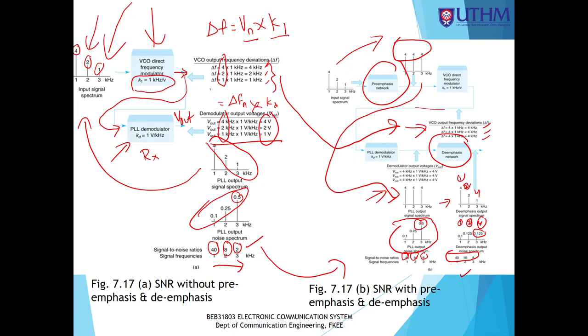So this is the output. If we draw the frequency spectrum, we produce the same frequency spectrum as the input. Okay, kita menghasilkan frequency spectrum yang sama, seperti dalam input. So we have 4 volt for 1 kilohertz of input, 2 volt for 2 kilohertz, and 4 volt for 1 kilohertz of output, 2 volt for 2 kilohertz of output and 1 volt for 3 kilohertz of output.